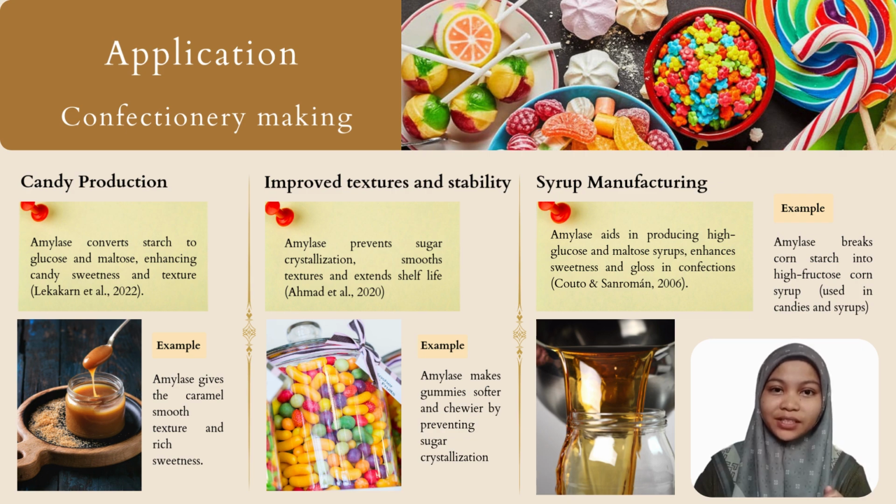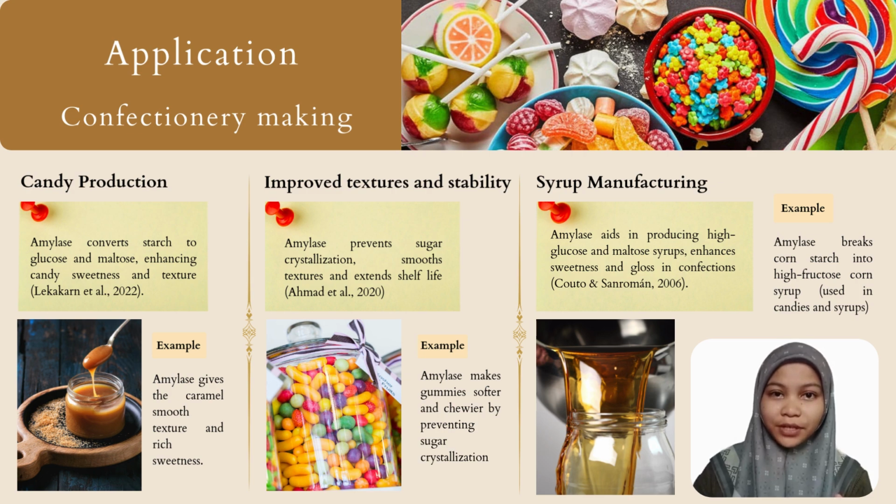Apart from that, amylase is also used in confectionery making. Firstly, in candy production, amylase converts starch into glucose and maltose, ensuring the desired sweetness and texture for candies, caramels, and gum. For example, in caramel production, it gives a smooth texture and rich sweetness. Secondly, it improves texture and stability. Amylase prevents sugar crystallization, leading to smoother textures and longer shelf life. In gummy candy production, it ensures a soft, chewy texture.